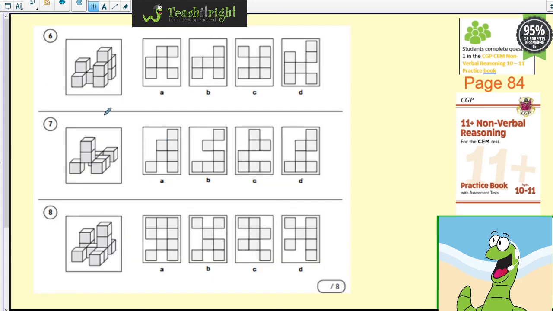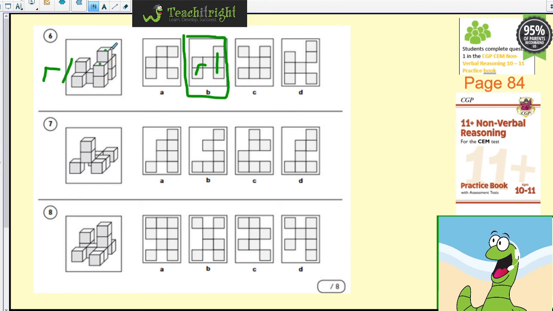Number 6, looking at this one here, I can see, again, an L shape there and a straight line there. So I'm looking for some combination of L shape and straight line. And there you go, look, in B, L shape and a straight line. Although let me just check, do I agree with the positioning? Yes, I think I do. So I think that makes 6B my answer.